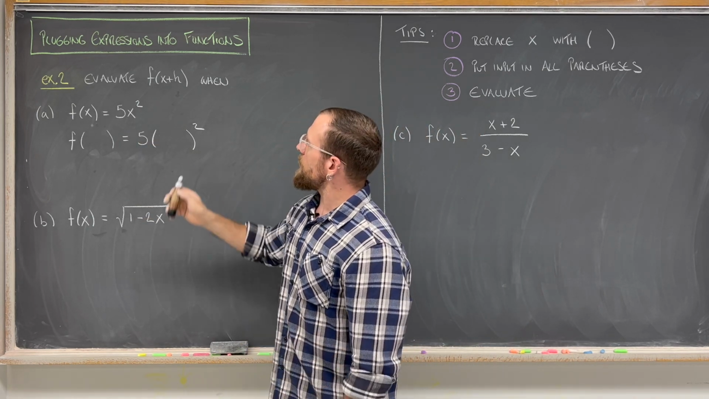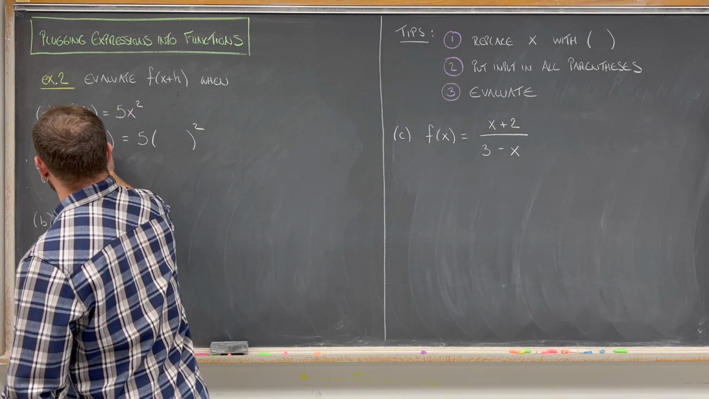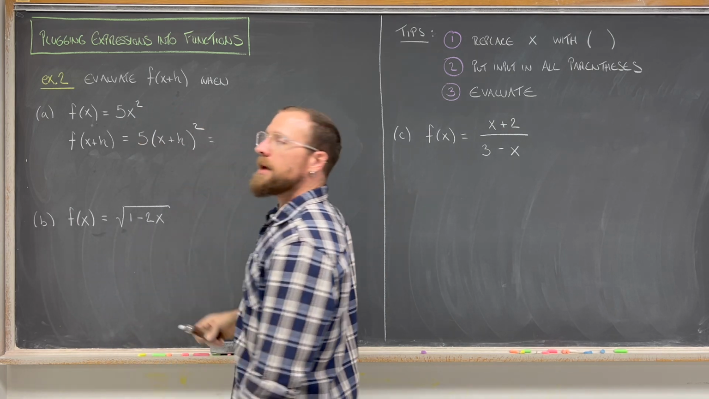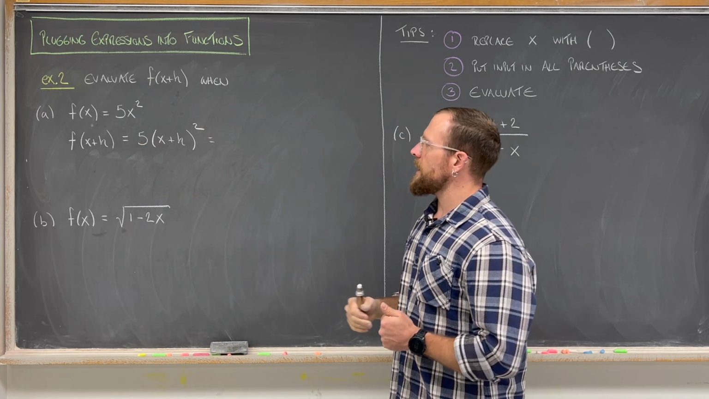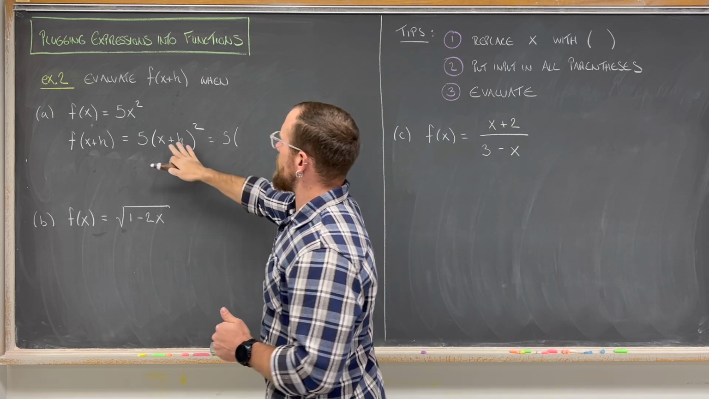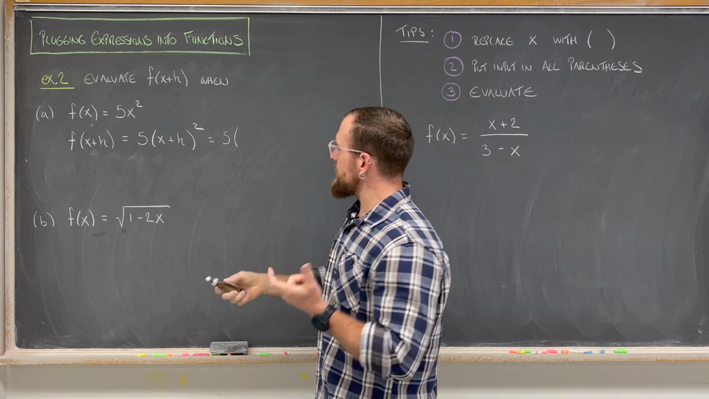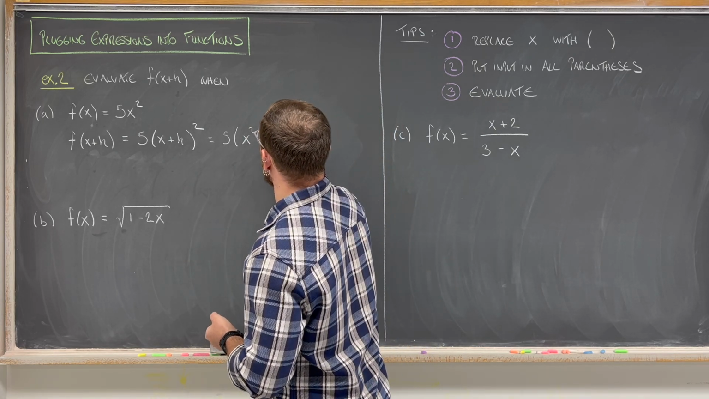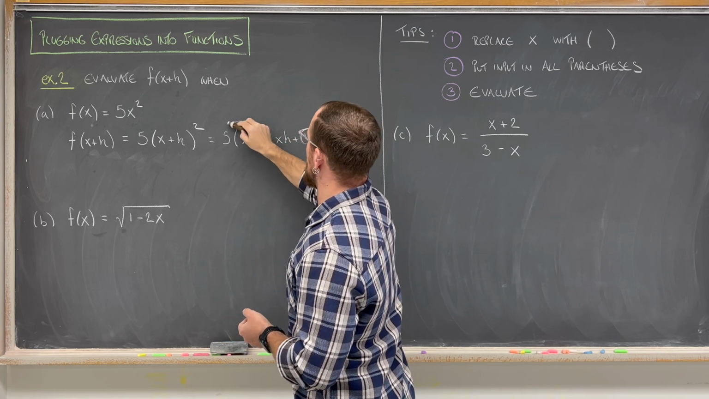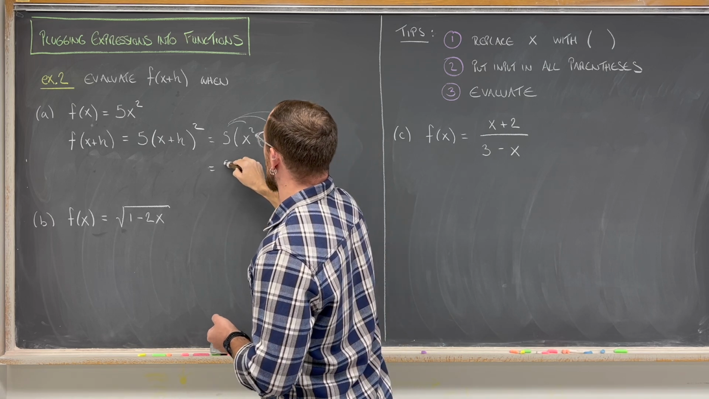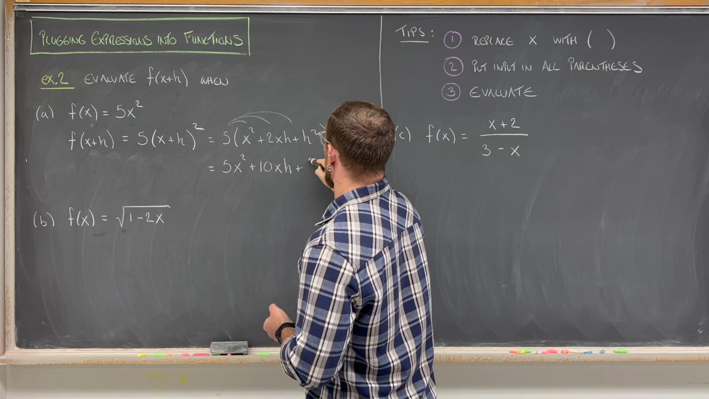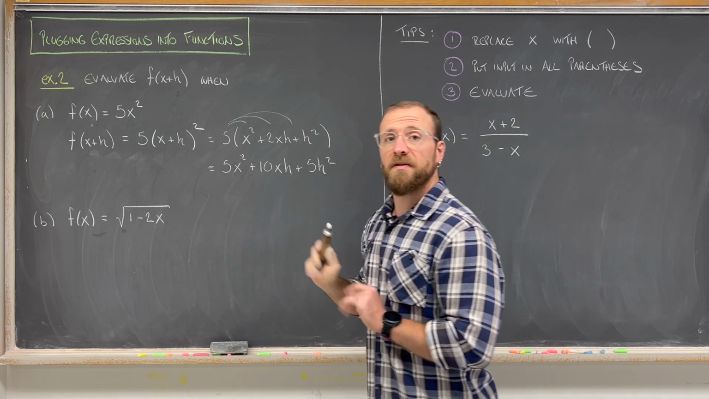Okay? So what is f of x plus h? F of x plus h is 5 times x plus h squared. If you can get this far, you can get it all the way. So I'll just follow the order of operations. This is going to be 5 times... Now, when you multiply x plus h times x plus h, you get x squared plus 2xh plus h squared. And when you distribute that 5 to all 3 terms, you get your final answer of 5x squared plus 10xh plus 5h squared. That's the final answer. We're done.